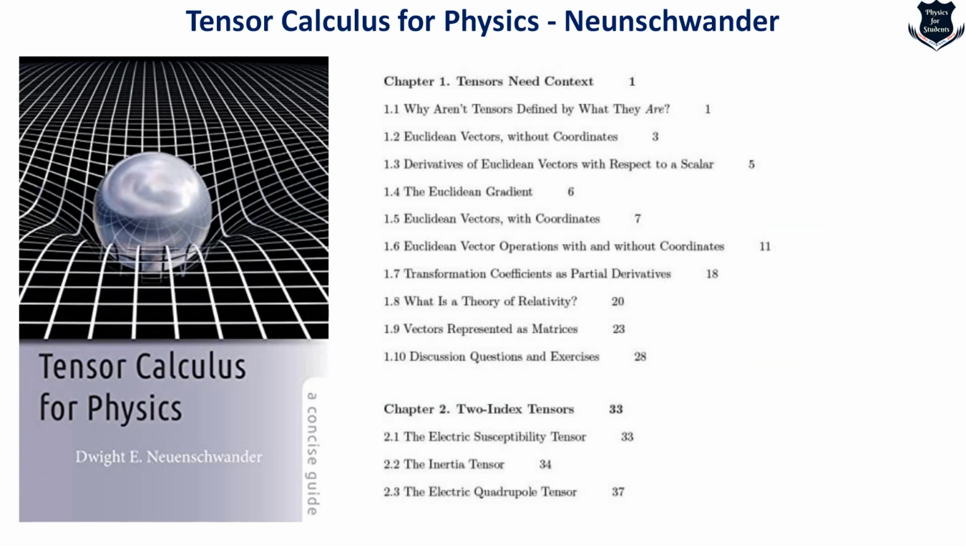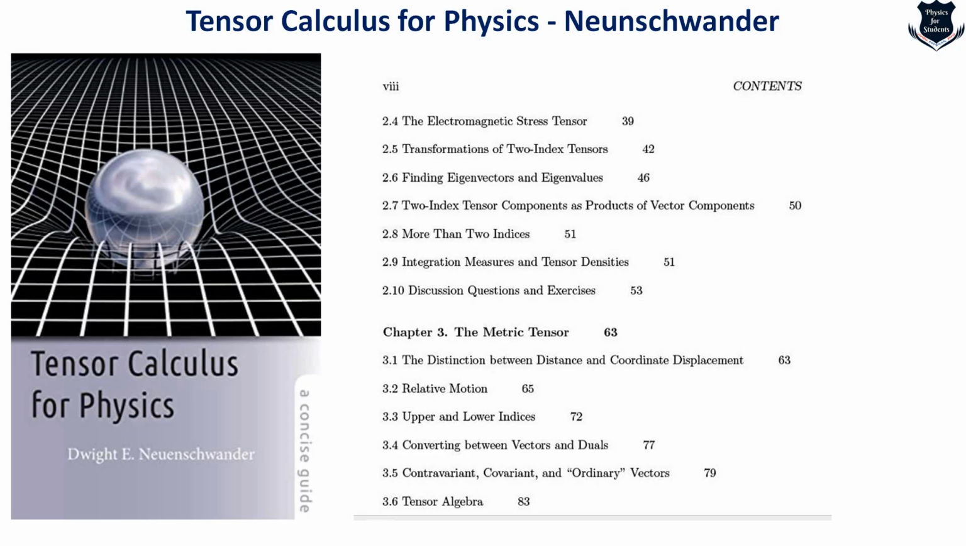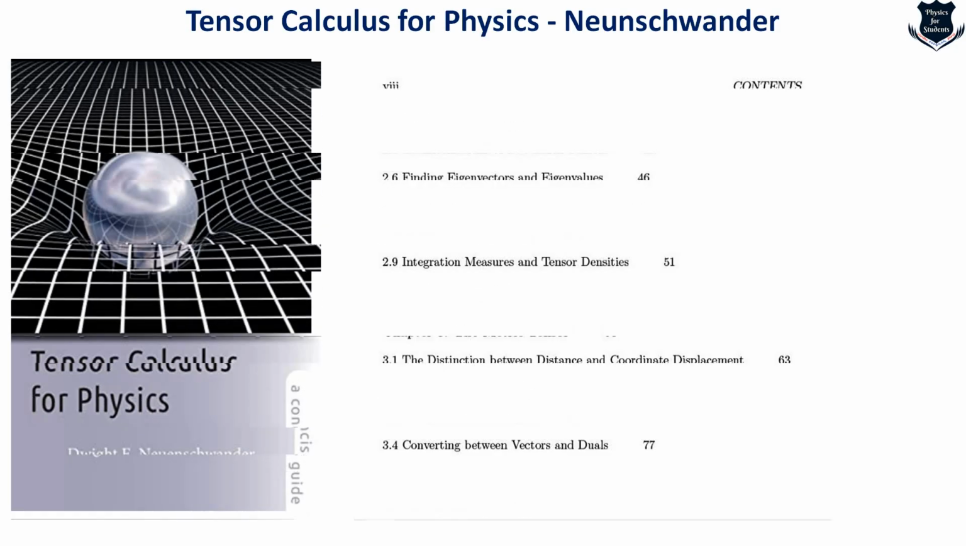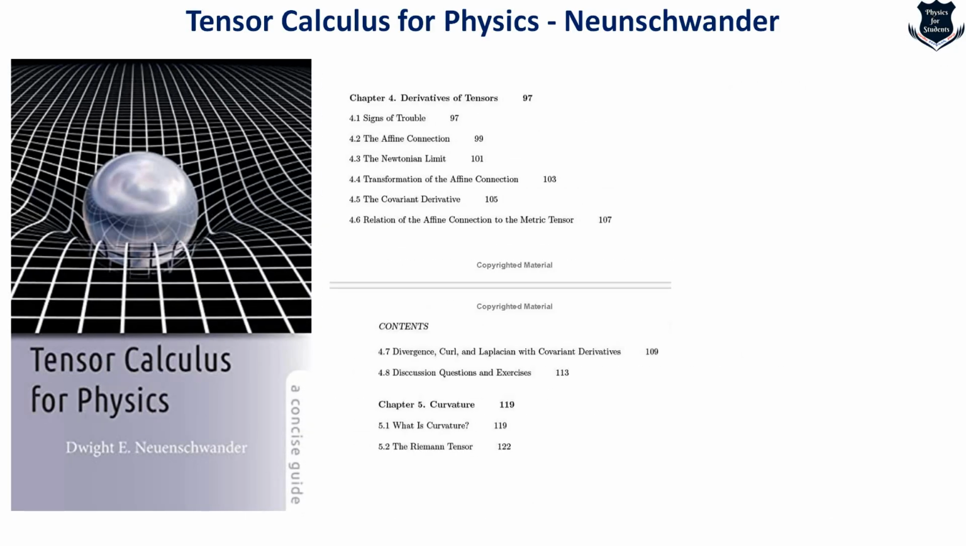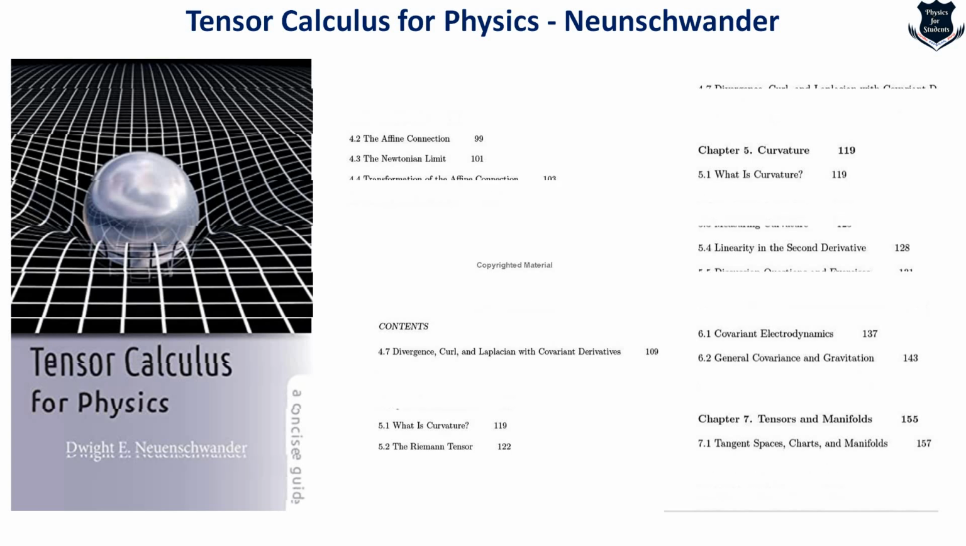The content of the book, why tensors are needed, again it is more in the context of physics. So what is the theory of relativity, then the two index tensors and so on. And here you can see the electromagnetic stress tensor, the relative motion. So it is all related mostly to relativity and in terms of physics. So it goes further into signs of the trouble, affine connection, and finally ends. Not a very dense book, but it's a good one for learning the physics part and how it relates. Here you can see Riemann tensor, curvature, covariant electrodynamics, all these are dealt with.